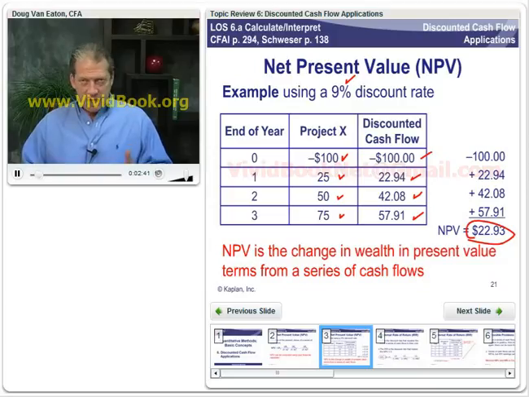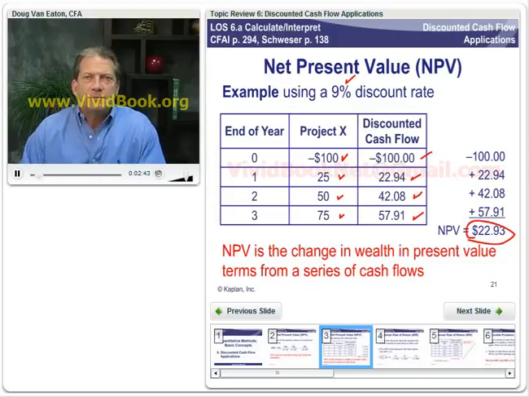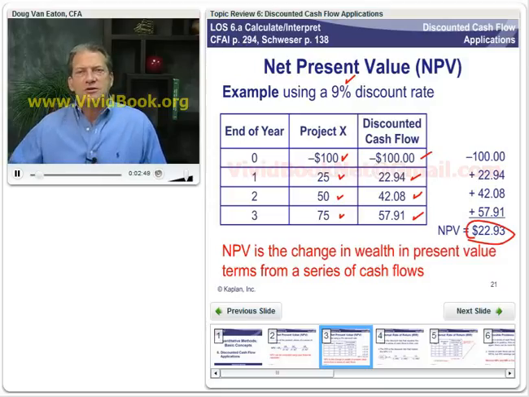These are projections of cash flows in the future. So a positive net present value would tell us, yes, this is a good project. We should undertake this project. It can also be interpreted as our expected change in wealth from undertaking this project.